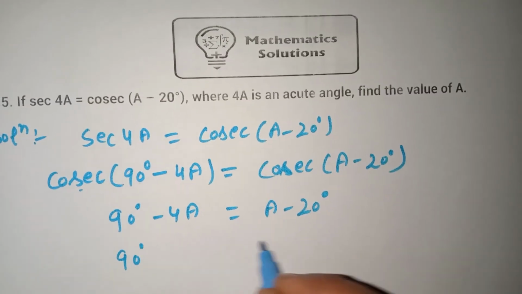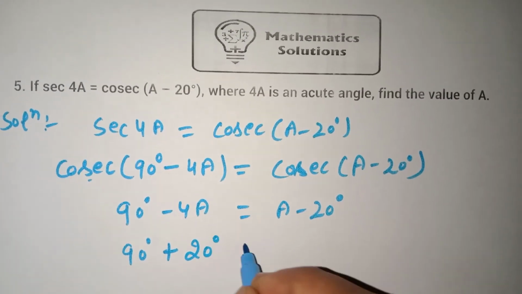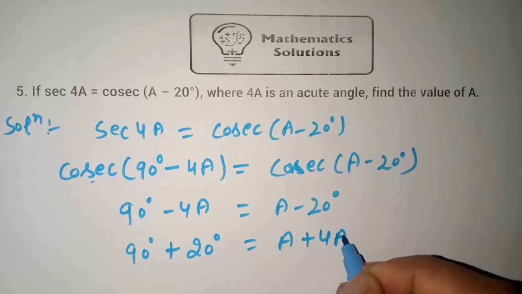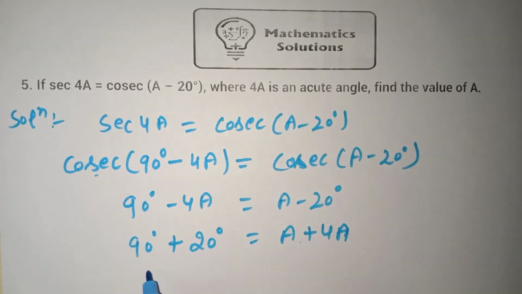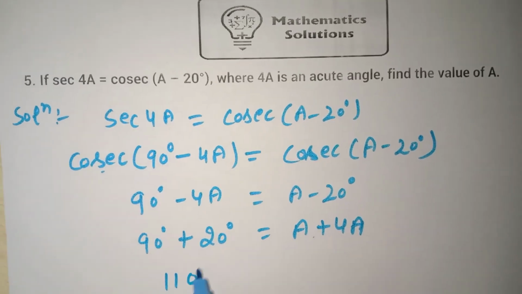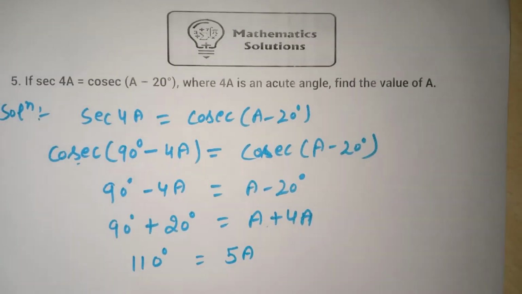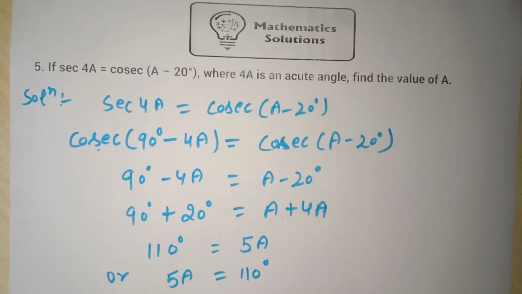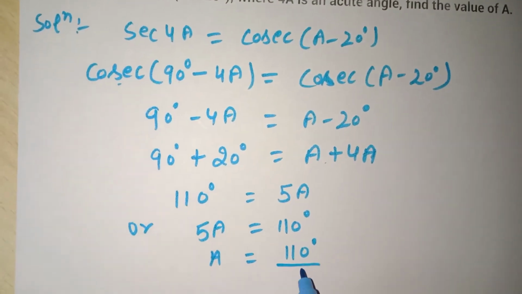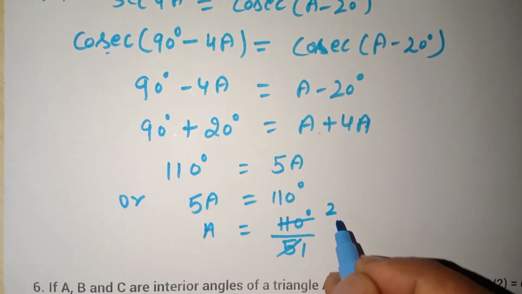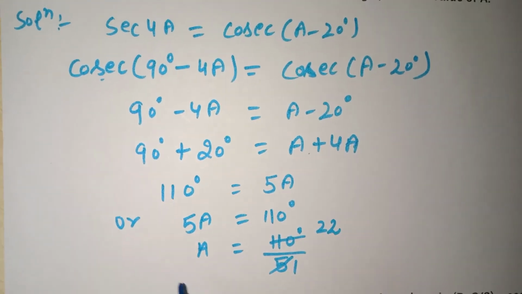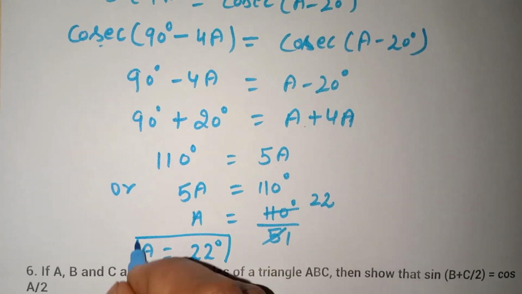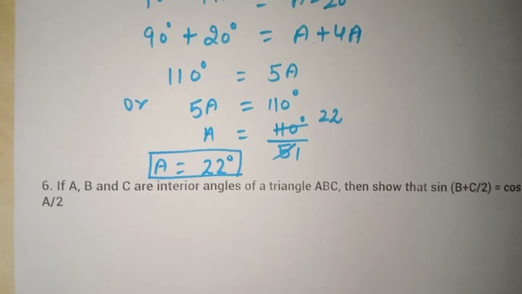90 degree plus 20 degree, this 4A will go to another side and add in A. 90 plus 20 is equal to 110, 5A, or we can write as 5A is equal to 110, A is equal to 110 divided by 5. 5 1s are 5, 5 2s are 10. Therefore A is equal to 22 degree.